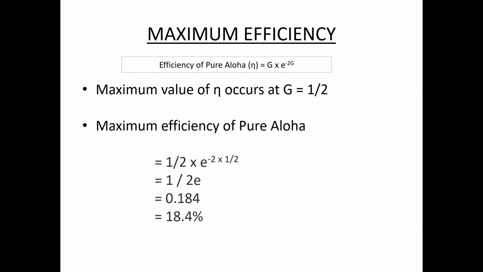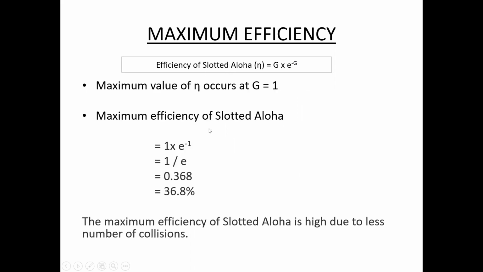Next, the maximum efficiency of pure Aloha. Efficiency of pure Aloha is equal to G times e power minus 2G. The maximum efficiency of pure Aloha occurs at G equal to 1/2. So substitute this value of 1/2 in the above formula: 1/2 times e power minus 2 times 1/2. After calculation, 18.4 percent. The maximum efficiency of pure Aloha is 18.4 percent.